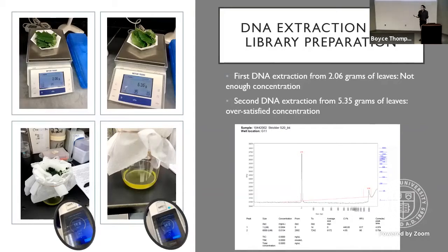So the next step after retrieving the leaf samples was DNA extraction and library preparation. We ended up doing 2 extractions. The first one, we did it with 2.06 grams, and we didn't get the concentration we needed after testing it with the Qubit. So we ran another round of DNA extraction, which was with 5.35 grams of leaves, and we got a pretty much good concentration. And we sent the samples to go through bioanalyzer to check if the sequences have long reads, because we were going to sequence it through nanopore, which uses long reads.